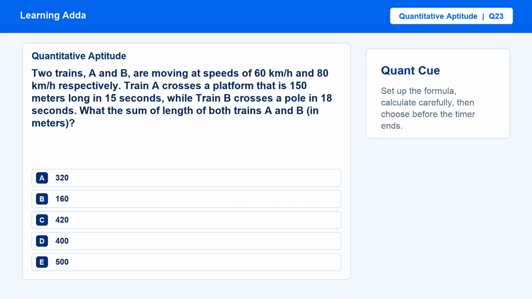Question 23. Two trains A and B are moving at speeds of 60 km per hour and 80 km per hour respectively. Train A crosses a platform that is 150 meters long in 15 seconds, while train B crosses a pole in 18 seconds. What is the sum of the lengths of both trains A and B in meters? Option A, 320. Option B, 160. Option C, 420. Option D, 400. Option E, 500. The timer starts now.